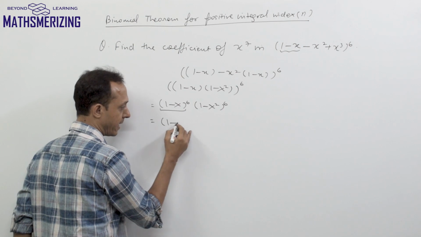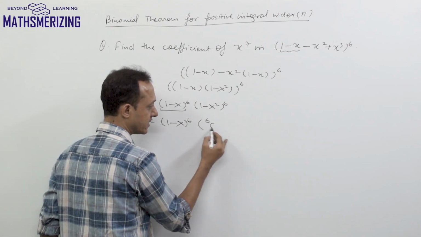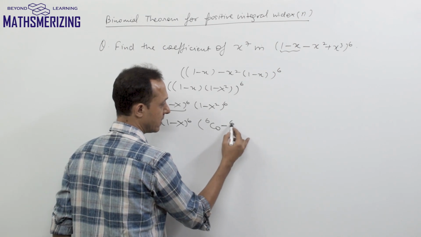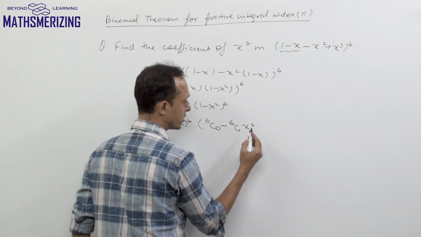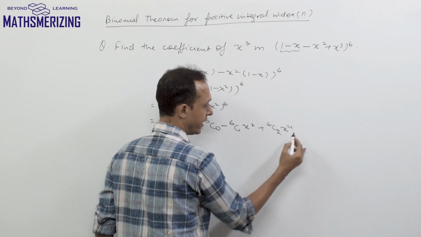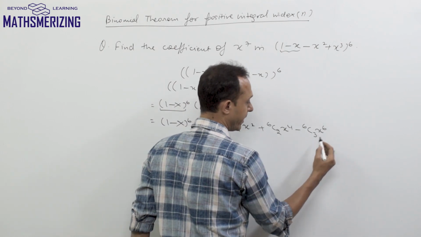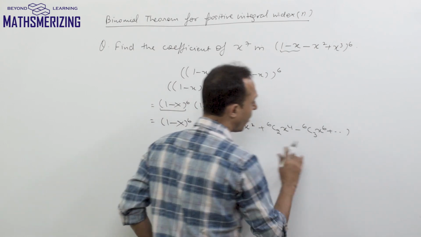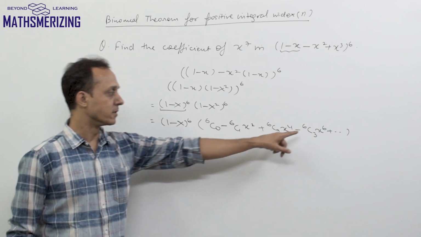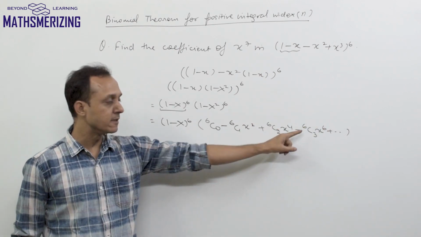So I'll write it as 1 minus x to the power 6. And I'll expand the second one. So here I'll write 6c0 minus 6c1 into x square plus 6c2 into x to the power 4 minus 6c3 into x to the power 6, and all of the powers will be greater than 7, because here after 6 will be x to the power 8. So here I'm interested in these first 4 terms.